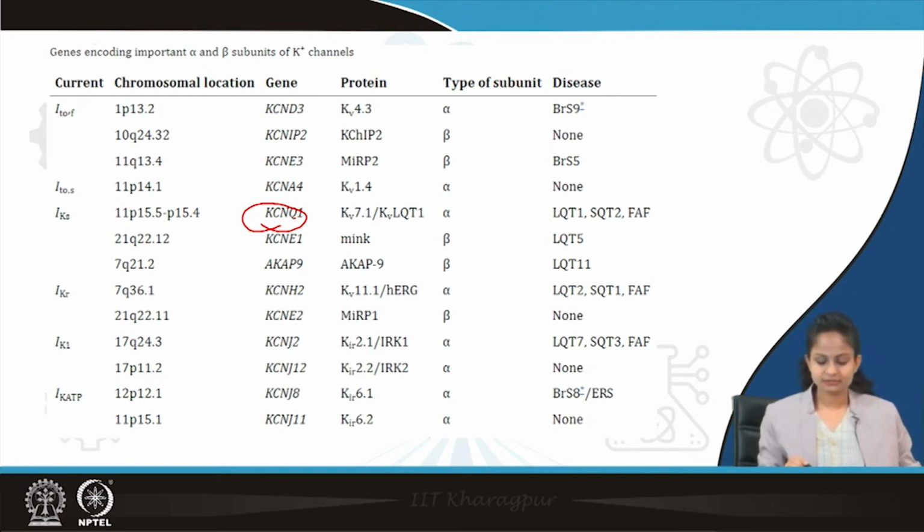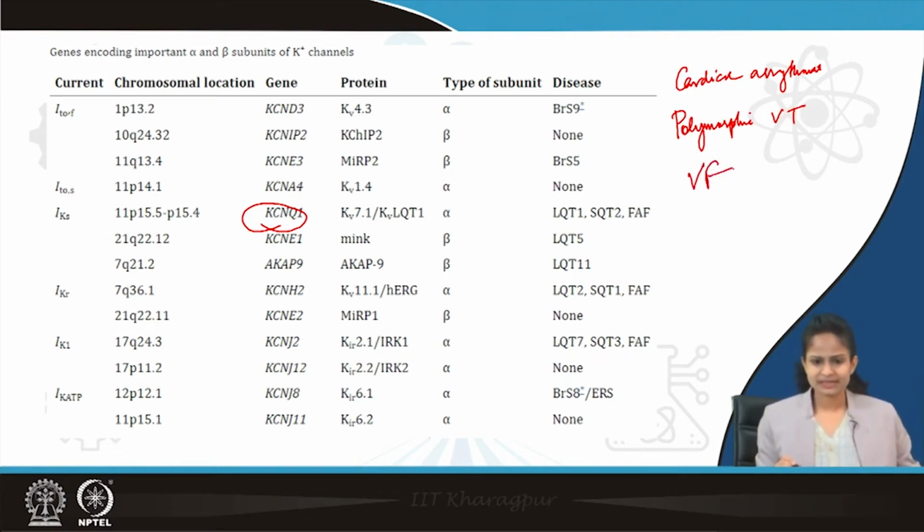So, long QT syndrome, short QT syndrome or Brugada syndrome will cause various cardiac arrhythmias, such as polymorphic ventricular tachycardia and ventricular fibrillation. So, these are the various types of arrhythmia usually seen in these syndromes.